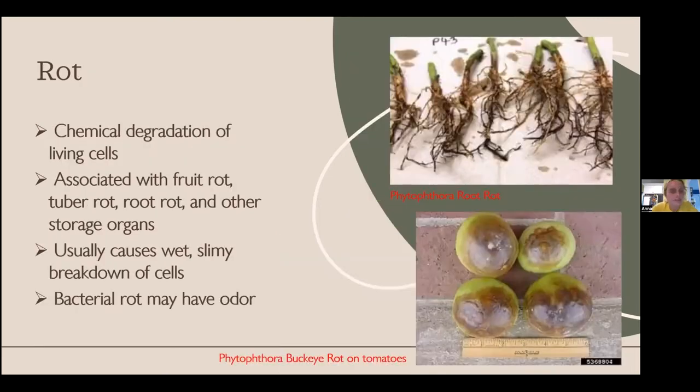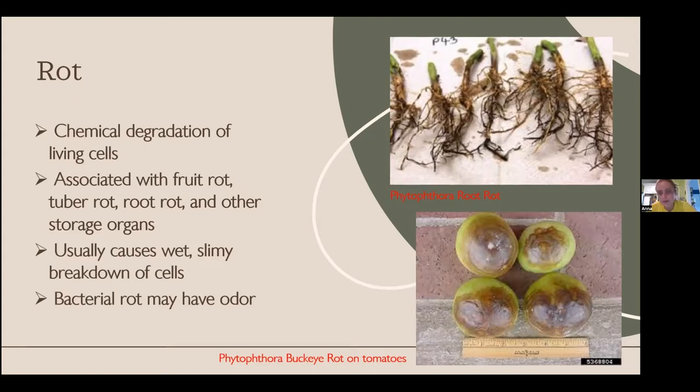Rot is our next symptom. Rotting is the chemical degradation of living cells. It is associated in plants with fruit rot, tuber rot, root rot, and other storage organs that can get infected. Usually it makes a wet, slimy material where the cells are starting to break down. It's extremely common in our area with many, many diseases. And some of them, certain bacterial rots, will have an odor, a very bad odor associated with them as well.